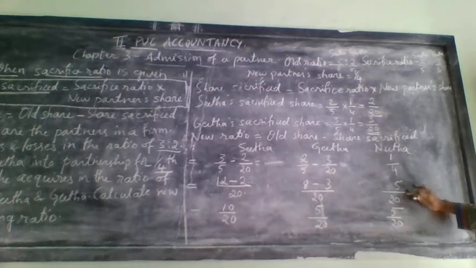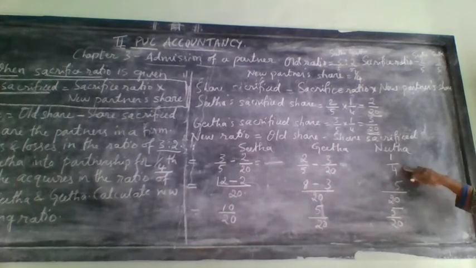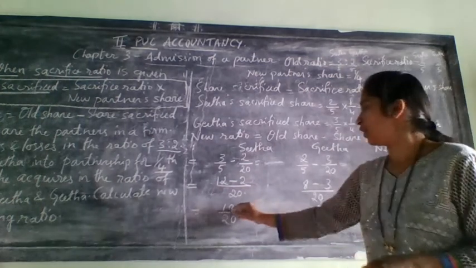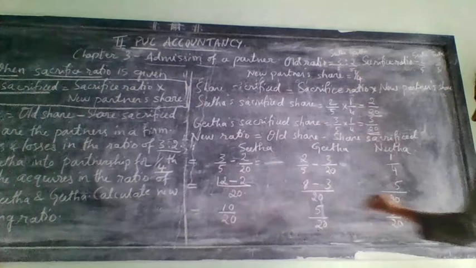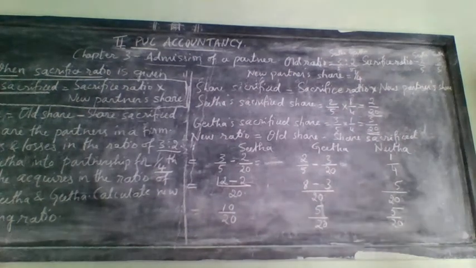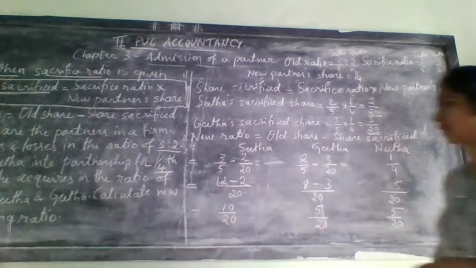How to convert this? Take this denominator for here also. 20 divided by 4, you will get 5. 5 ones are 5. Okay. Now add all the numerators. 10 plus 5, 15. 15 plus 5, 20. That means whatever new profit sharing ratio you have calculated is correct.